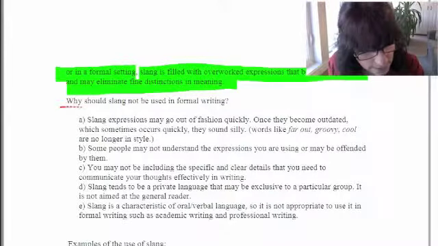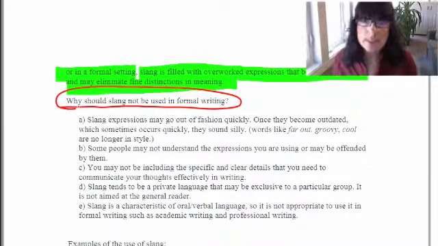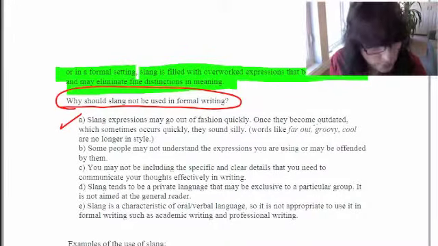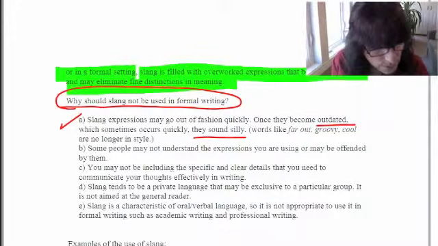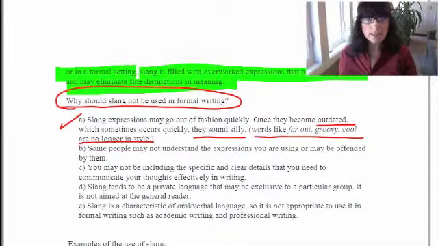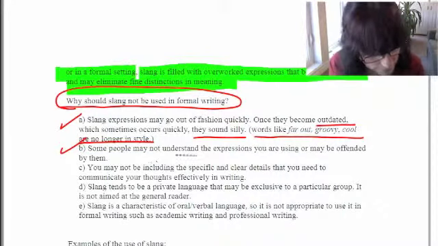So I have listed reasons why slang should not be used in formal writing. The first point is slang expressions, they go out of fashion very quickly. And once they become outdated, which can sometimes happen very fast, they sound silly. They sound so dated that they're no longer in style anymore. So words like far out, groovy, cool, they're not in style anymore. Some of those words date back to the 60s, so you just wouldn't want to use them.